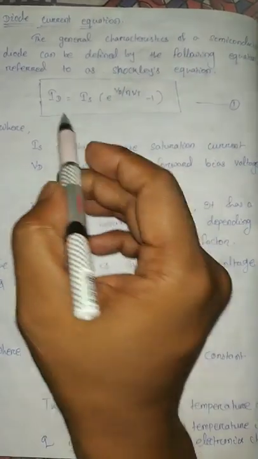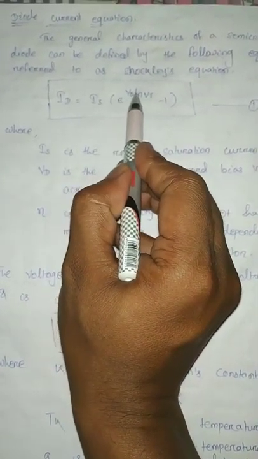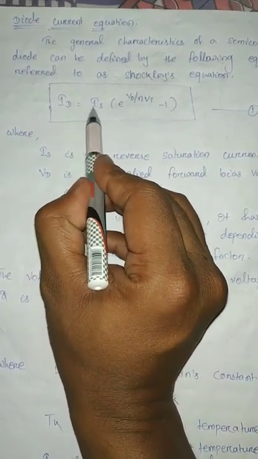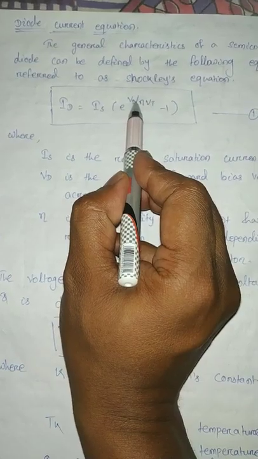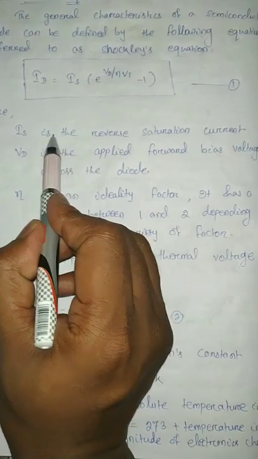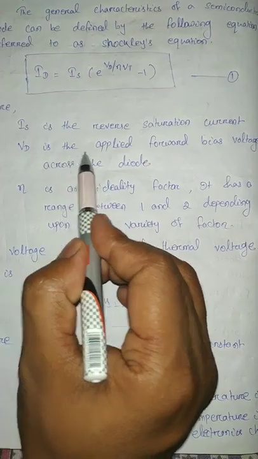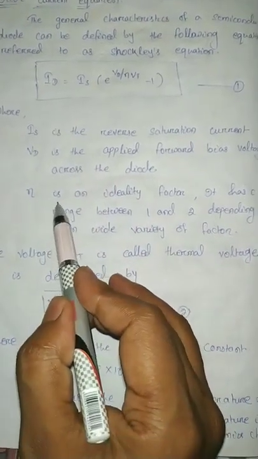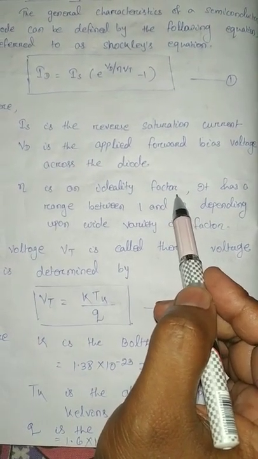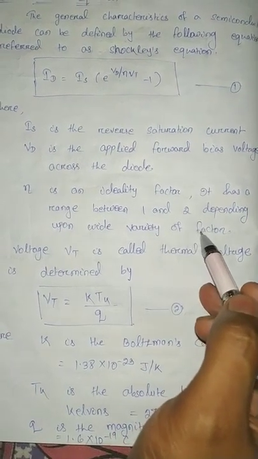What is Shockley's equation? The equation is ID equal to Is into e to the power Vd divided by eta Vt, minus 1, where Is is the reverse saturation current that we have discussed earlier. Vd is the applied forward bias voltage across the diode, and eta is an ideality factor. It has a value between 1 and 2 depending upon the wide varieties of the factor.